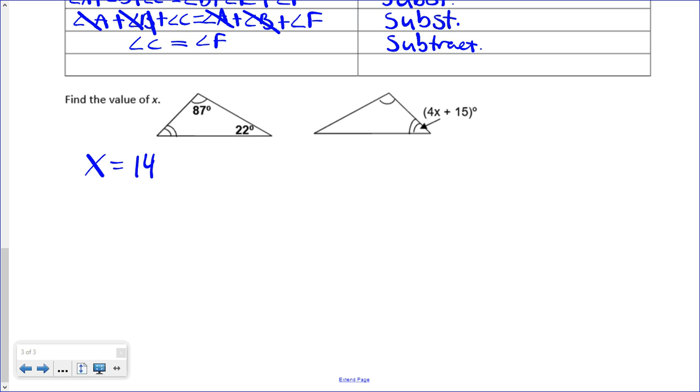Listen, this is the same setup as the last question on the previous page, but the directions are different, so you approach it differently. This one doesn't say that the full triangles are congruent. You notice that? It just gives you two triangles and says solve for x.